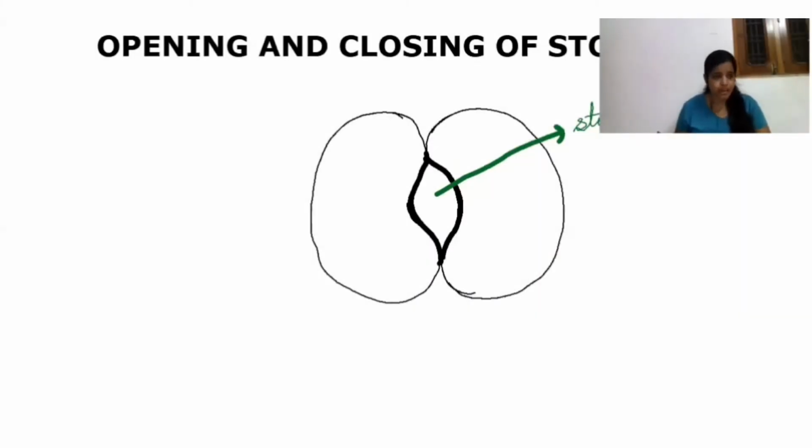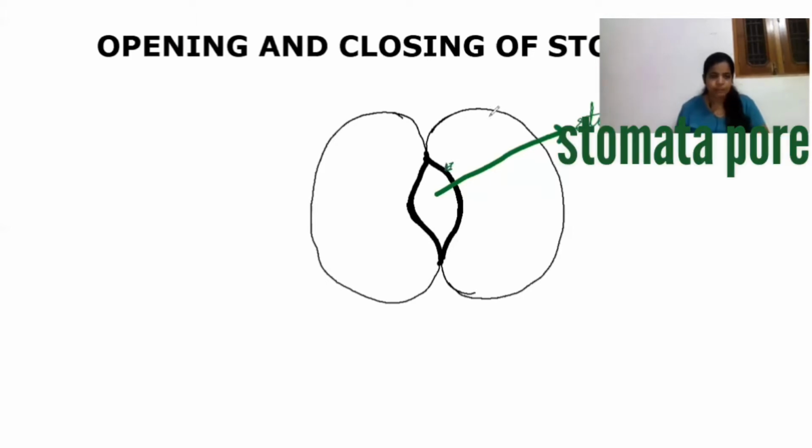But before starting with the mechanism, there are a few characters which are important for you to know from the exam point of view. First, you can see on the screen that I have marked the inner wall of the guard cells much thicker as compared to the outer wall. These inner walls of the guard cells play a great role in the opening and closing of stomata.